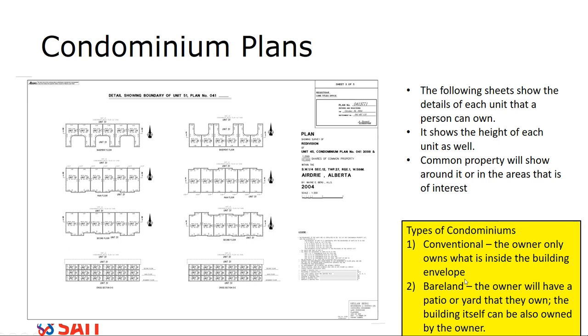Here are the two types of condos, which I just mentioned before. We have conventional, where the owner owns what's inside the building, and then we've got the bare land, where there's a yard or patio, and the building itself can be owned. Something to keep in mind there. The things I've covered here are split line notes, township plats, subdivision plans, condo plans, and right-of-way plans. There are lots of different types of plans that you'll be looking at.